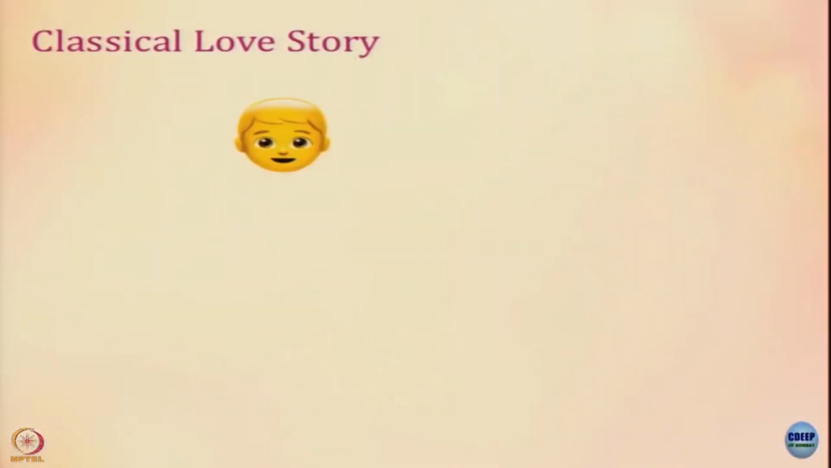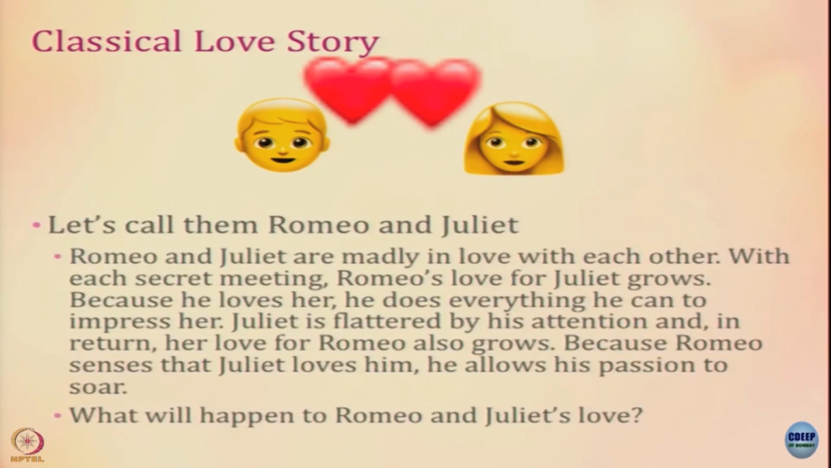Let's start with the classical love story. Boy meets girl, sparks fly, and they both like each other, and his love grows, which makes her love grow for him. She likes him even more, which makes him like her even more, which keeps growing, probably much to the annoyance of others, but still it grows. Let's call this the Romeo and Juliet model.